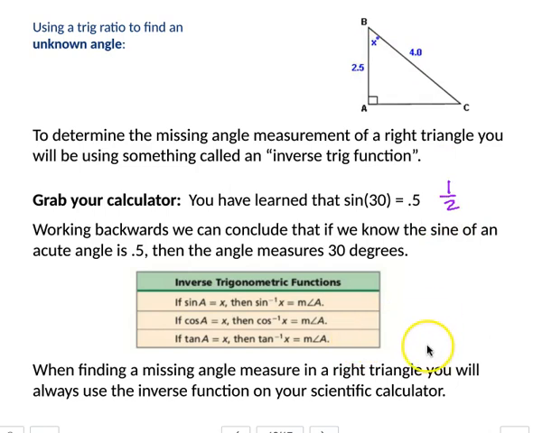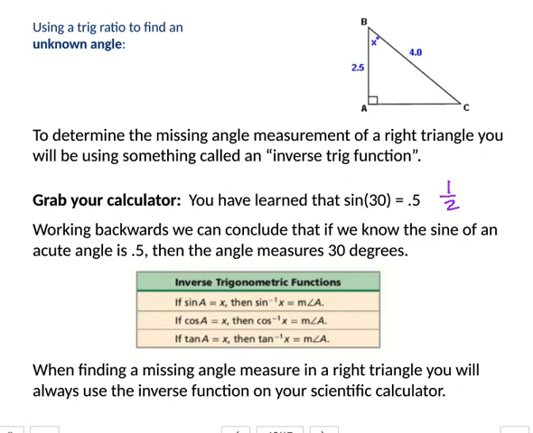We can work backwards to find the angle measurement by using the inverse trig function on your calculator. If you look at your scientific calculator, you can see above the sine, cosine, and tangent keys, it says sine to the -1, cosine to the -1, or tangent to the -1. These are the inverse functions you use to find the correct angle measurement. You only use the inverse trig functions when you're finding a missing angle measurement. Let's see that really quick.